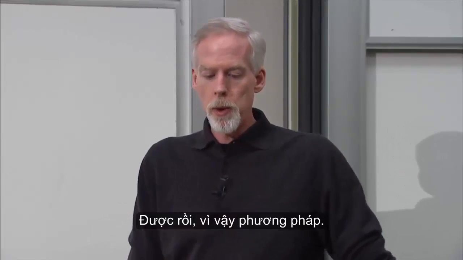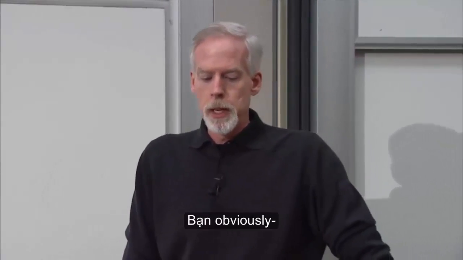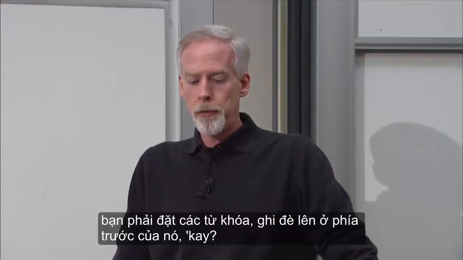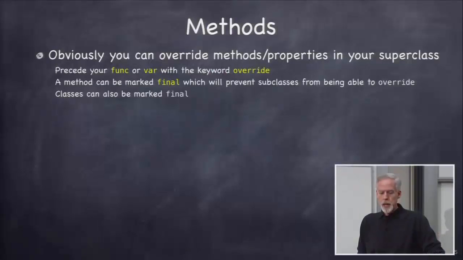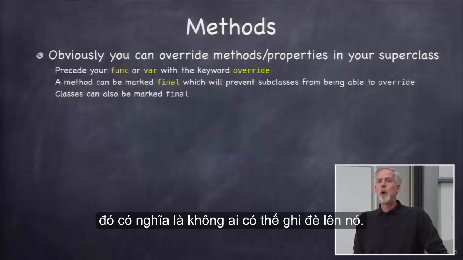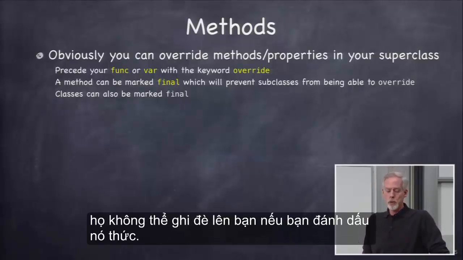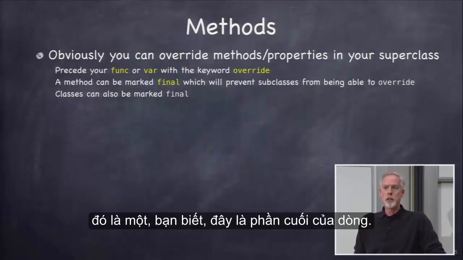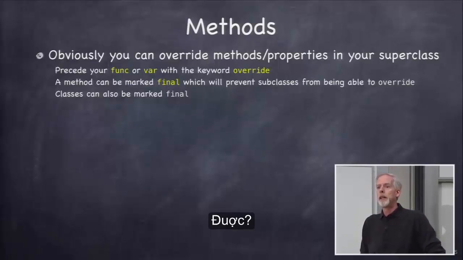All right, so methods. I want to talk a little bit about methods. If you override a method in a class, you have to put the keyword override in front of it. You can also mark a method final. That means no one can override it. So if someone subclasses a class you wrote, they can't override it if you marked it final. You can also mark an entire class final, which means this is the end of the line. You can't do any subclasses of it, basically.